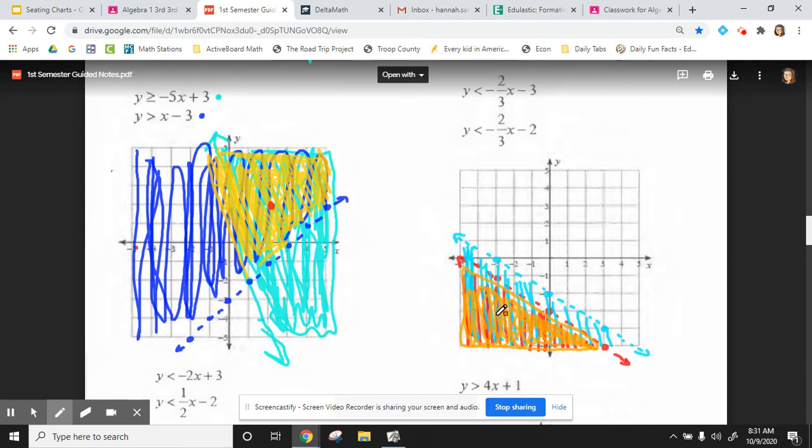So make sure you color the area where your solution is dark so that you know which one the solution is. So on your Delta Math questions, it's going to ask you where the solutions are or to name a solution. You just have to name a point in this area. So like -3, -4 is right here. That's a solution.